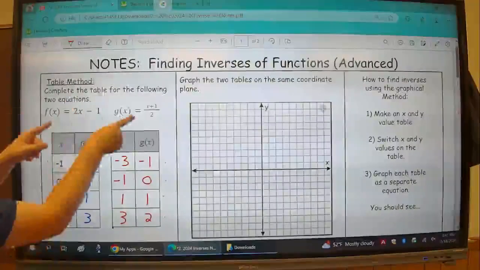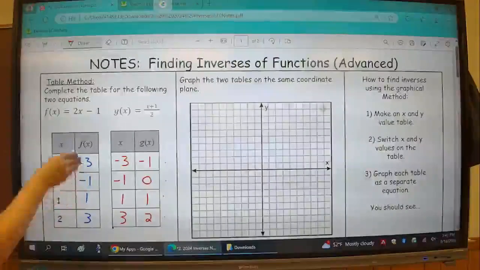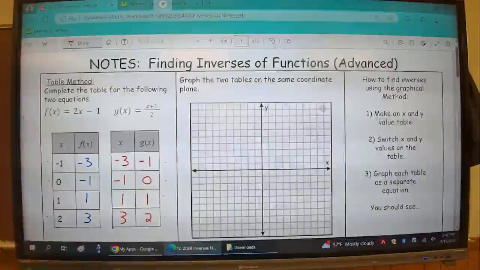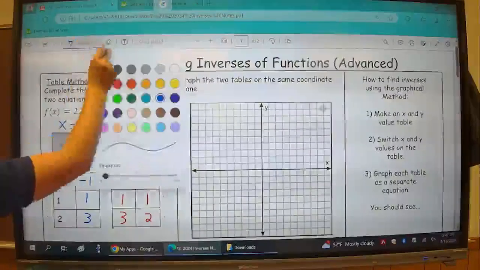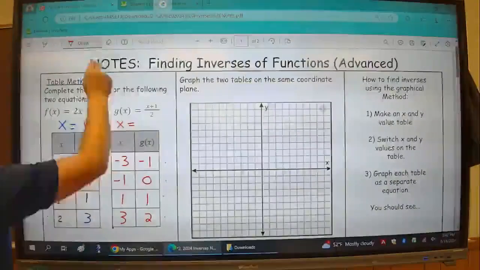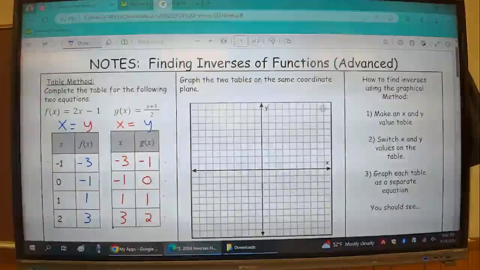It did. These two functions are inverses of each other, because when I took those outputs and made them inputs, they returned my number back to normal, back to my original. These two tables show inverses. We can see that these x's became the other y's. That's how you can show on a table that I have two functions that are inverses of each other.